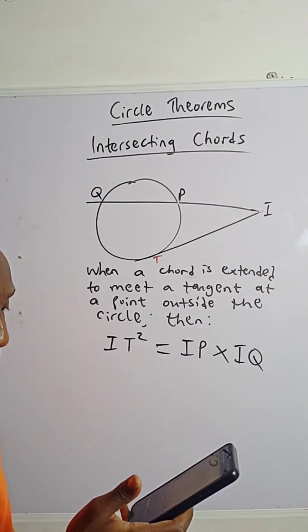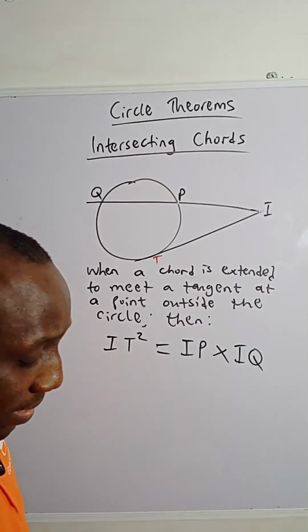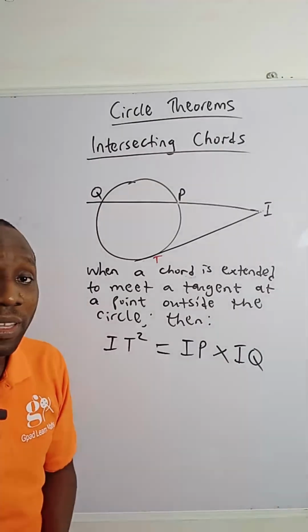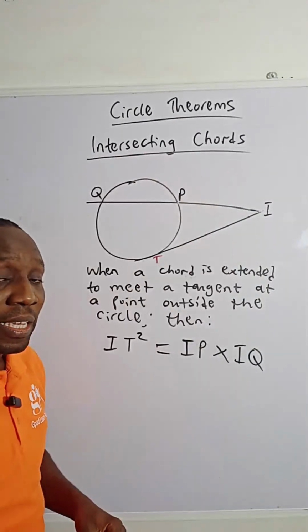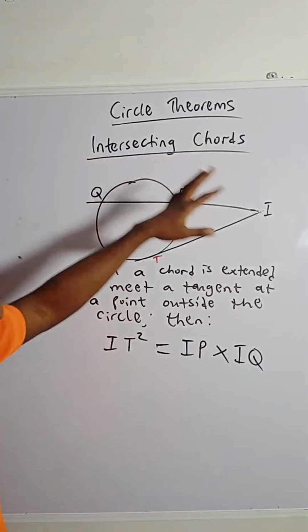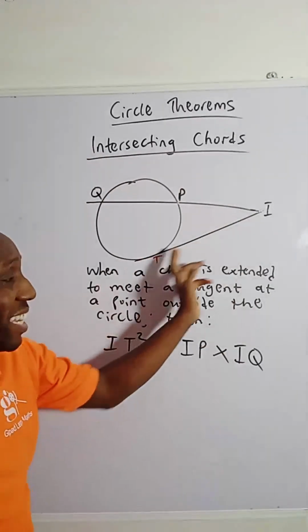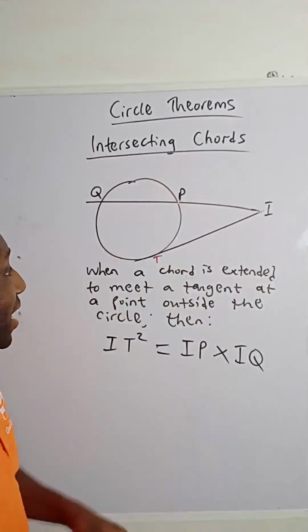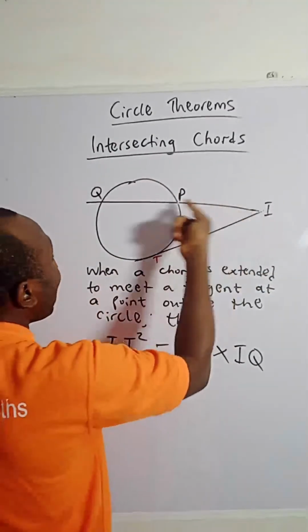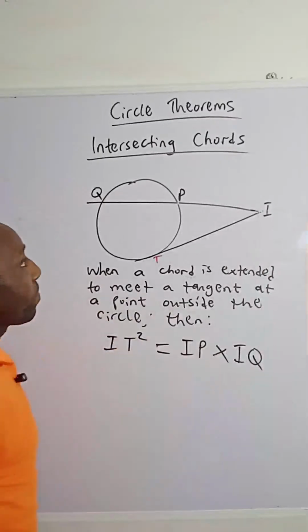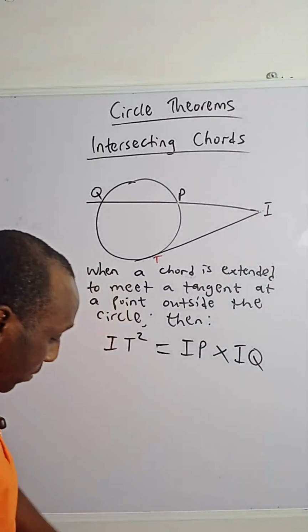What's the name of the theorem? It's still under intersecting chords. It's still under intersecting chords, but it's a special type because now you have a tangent. This is no longer a chord now. This is a tangent and then a secant. All right?